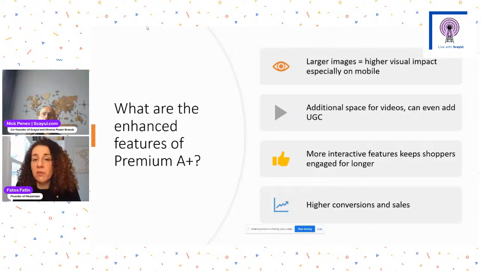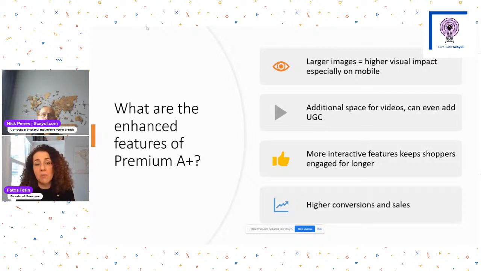So what are the differences? With premium A+ content, you've got a lot more real estate on the page. The image sizes are much larger. There's space for you to add videos. There are more interactive features like hotspots and carousels, which keep people on the page for longer, which leads to higher conversions. So really important with A+ content.